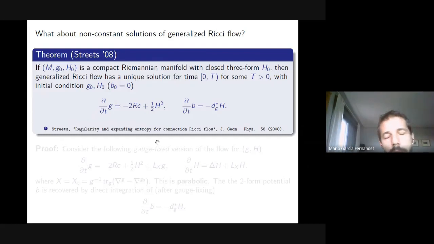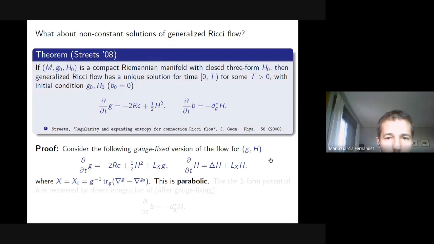Here I'm saying this is the same as saying that B0 equals 0. Okay, so these are the equations. And let me comment very briefly on the proof, because some ingredients will appear later. What you do to prove this is to follow essentially the proof by DeTurck. So apply the DeTurck method.